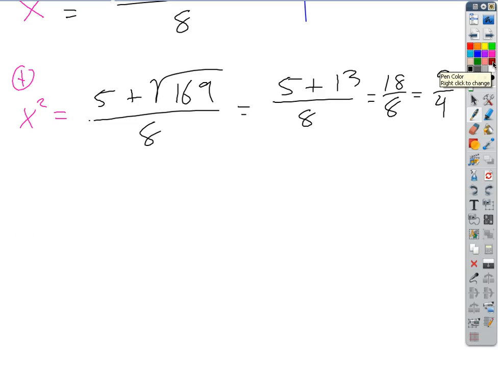If we take the minus, we get x squared equals, well, we're going to get the same stuff up here, aren't we? It's just going to be a minus sign. So we're going to get 5 minus 13, so -8 over 8 equals -1.